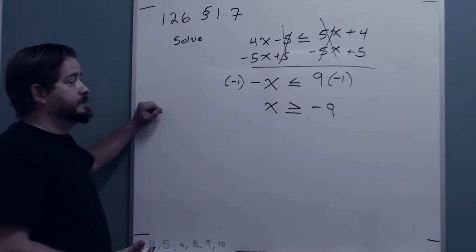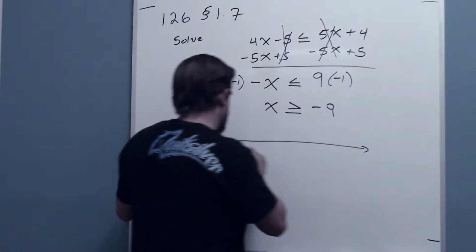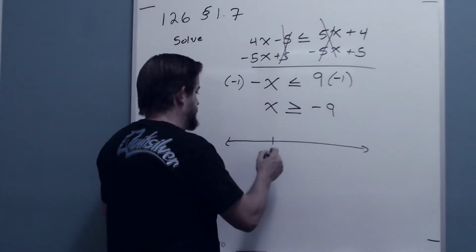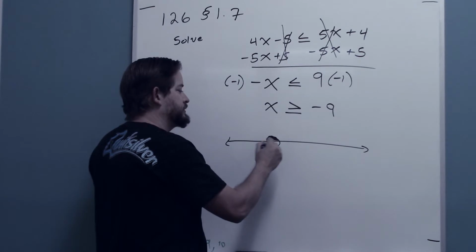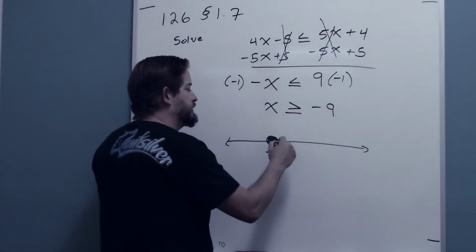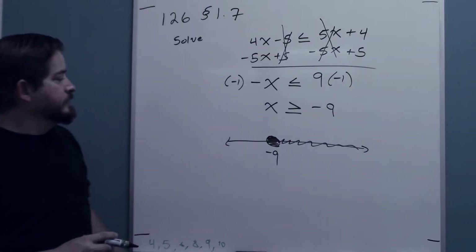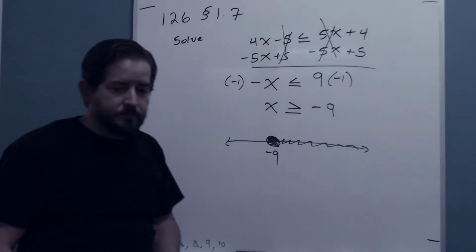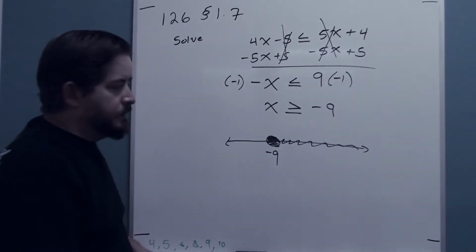And that's it. X is greater than or equal to negative 9. On a number line, that looks like this. Pick negative 9, right? It's inclusive, so it's a shaded-in circle. Greater than is to the right, and there we have it. That is my answer. Right? Good.